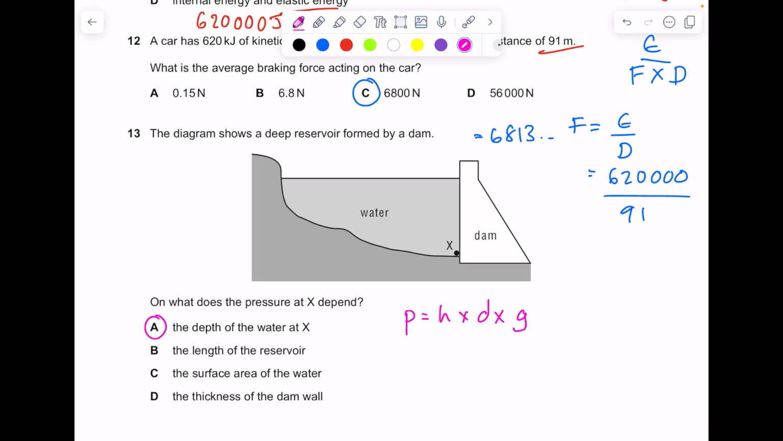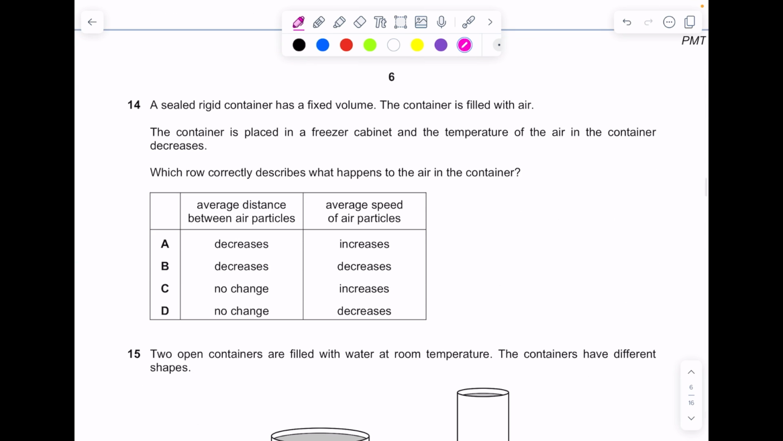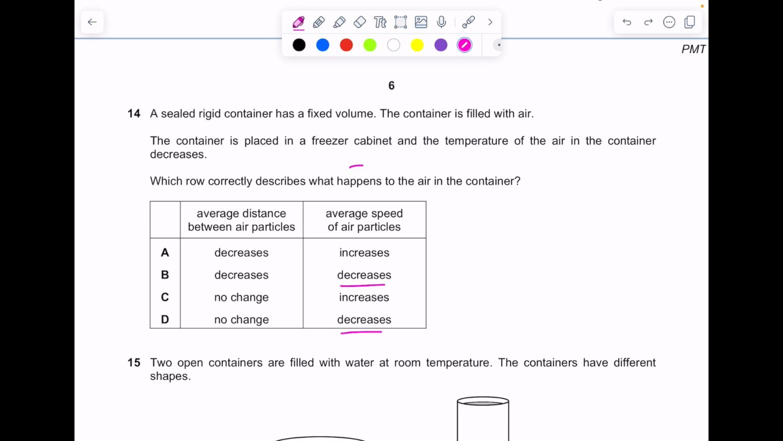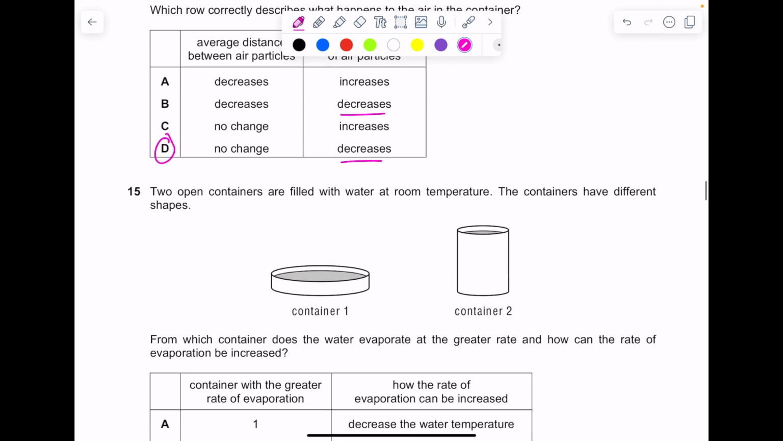A sealed rigid container has a fixed volume. The container is filled with air. The container is placed in a freezer cabinet and the temperature of the air in the container decreases. What row correctly describes what happens to the air in the container? So as that container air gets colder, it means that the air particle speed will decrease. But because all the particles have decreased in speed by the same amount, it won't change the distance between the particles, so the answer is D.